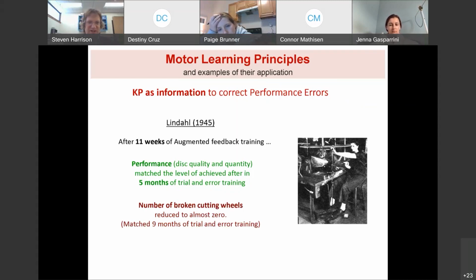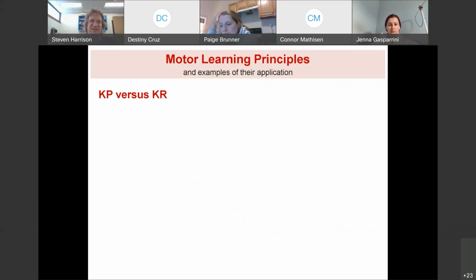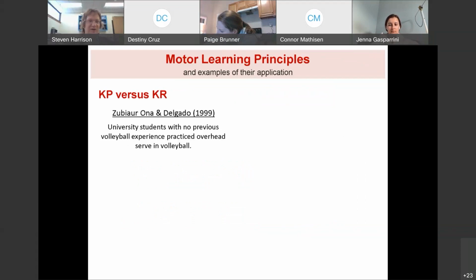So using another metric, the number of broken cutting wheels that we saw reduced to almost 0 in the group that received the augmented feedback. This is equivalent to the level that was observed after the people normally learning this task. It would take them 9 months. So we've got a beautiful example here of the potential of the right type of feedback to transform how quickly you can learn things.